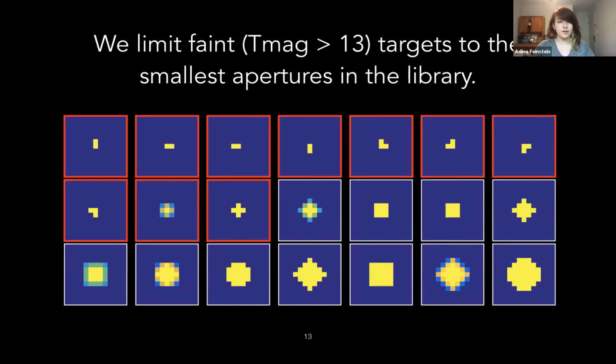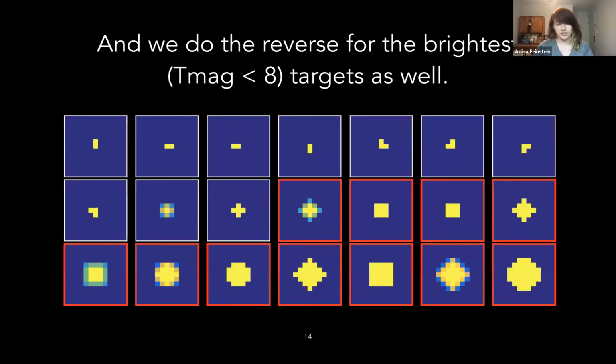To save some time, we limit the apertures to the smallest apertures for targets that are fainter than a TESS magnitude of 13. Conversely, we limit them to the largest apertures for stars that are brighter than TESS magnitude of 8. We don't really handle oversaturated stars well. So for things that are TESS magnitude of maybe 5 or brighter, you would want to use some kind of extended aperture to catch those blend streaks, but we don't do anything like that behind the scenes right now.